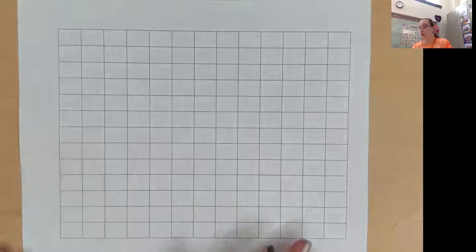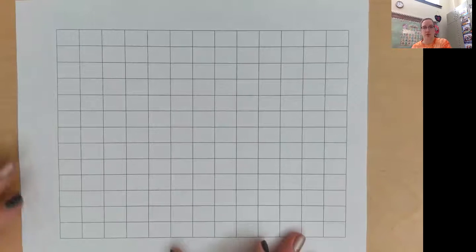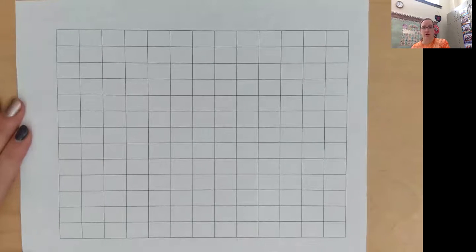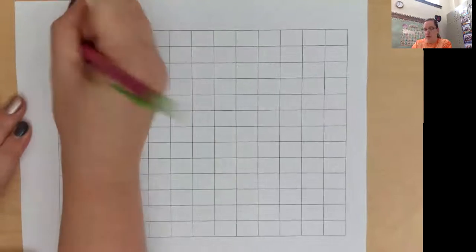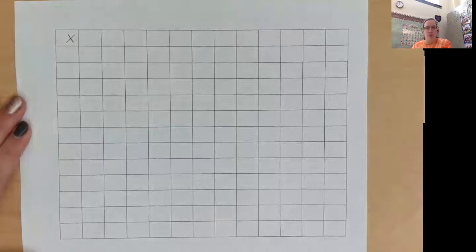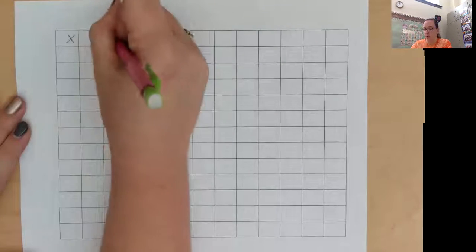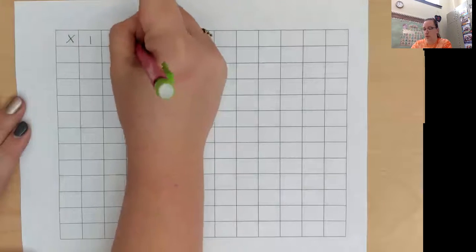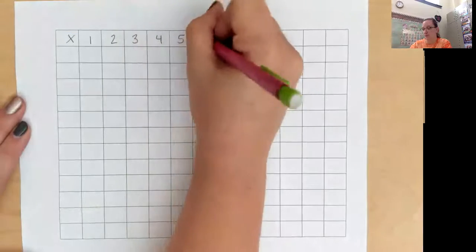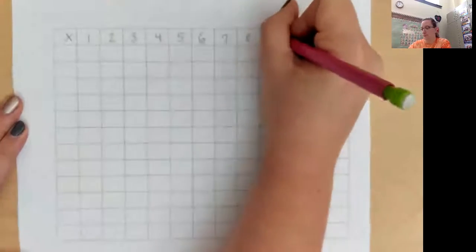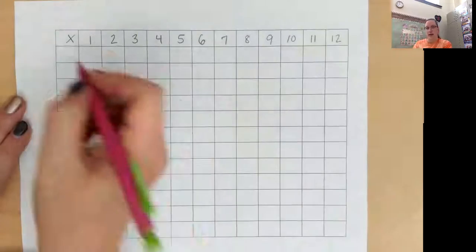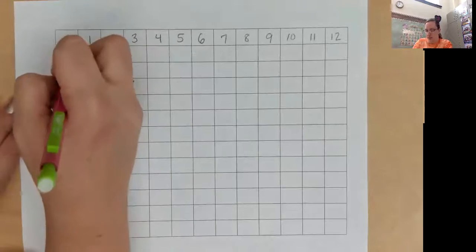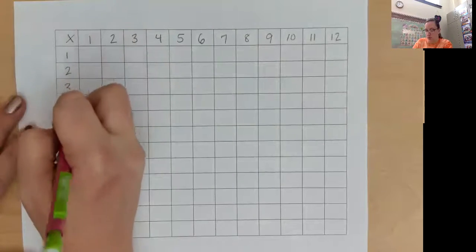So you will need a blank multiplication chart so that you can follow along with me as I make this chart. All right, so you want it turned sideways just like mine. And in this top box, we're going to put a multiplication symbol. Across the top, we're going to put the numbers 1 through 12. And on the side, going down, we're going to put the numbers 1 through 12 again.